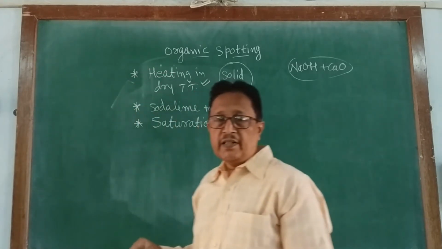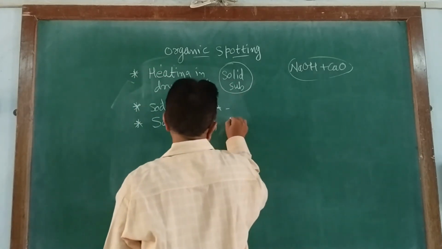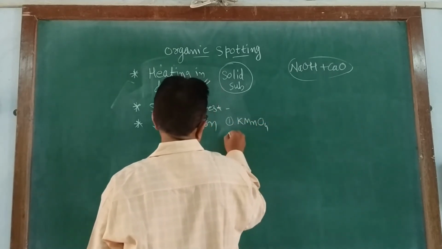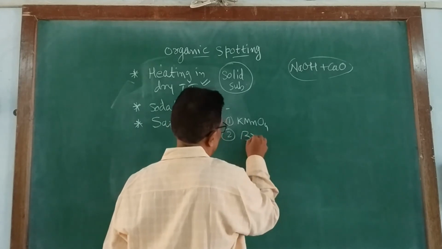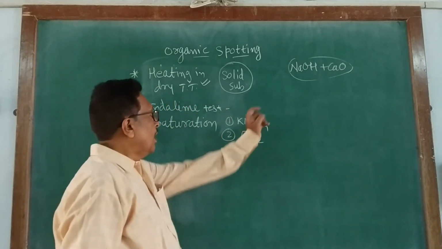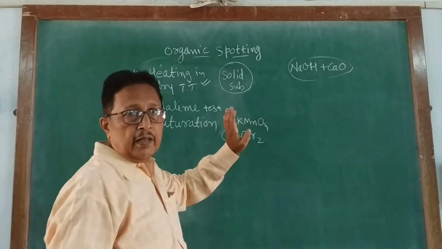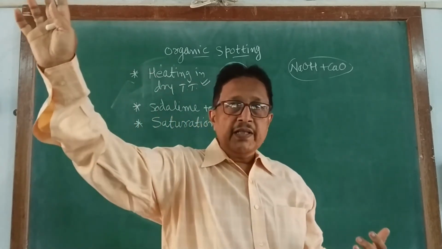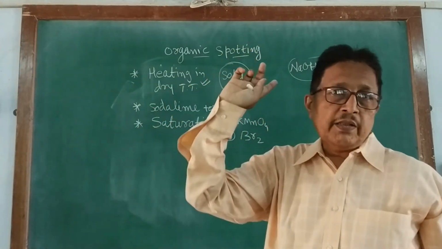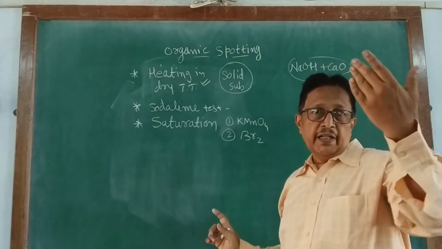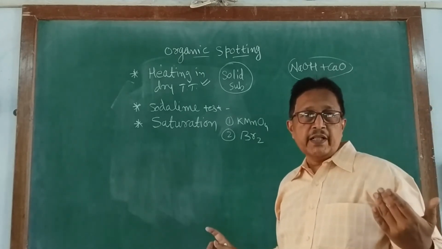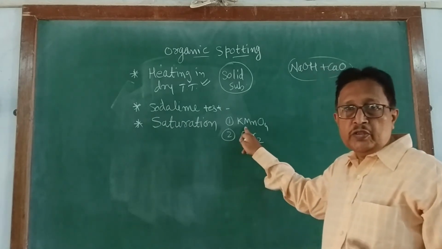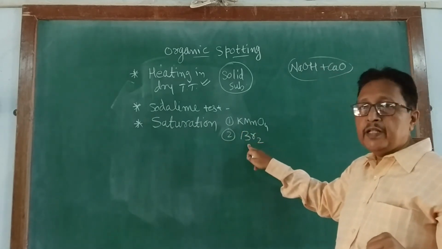For the saturation test, two types of liquids are there. One is KMnO4 with sodium carbonate and another one is bromine water. These solutions are pre-prepared and kept in a side reagent. I showed in the first video that inorganic and organic side reagents are there in our laboratory. So you have to move to that side reagent and take the solution.